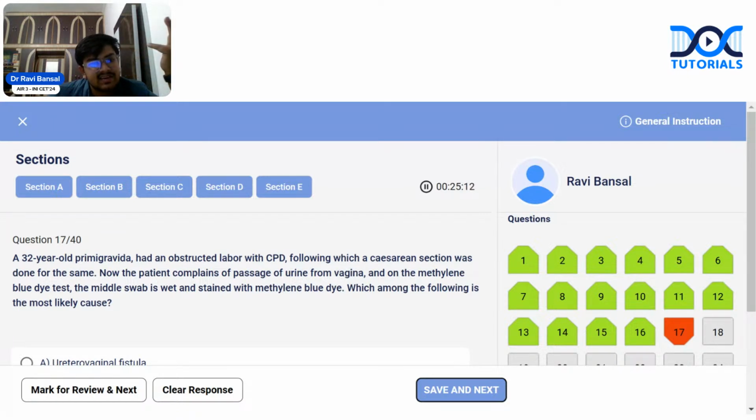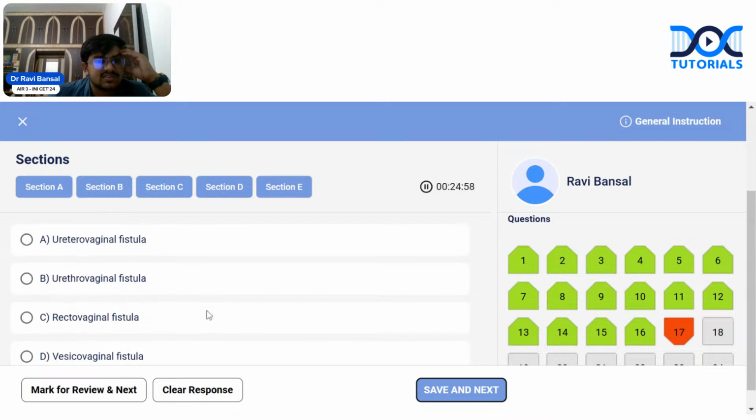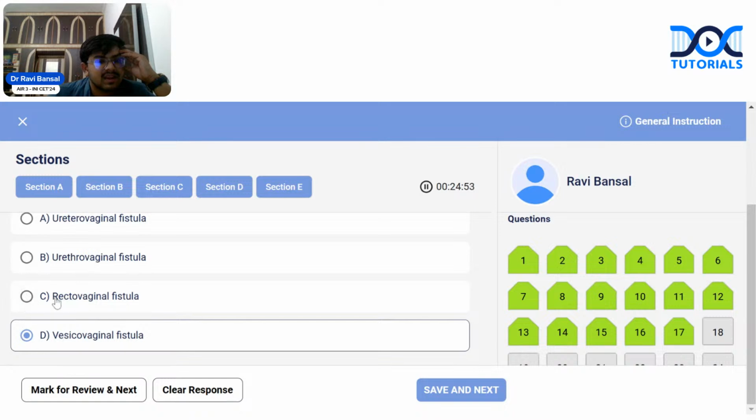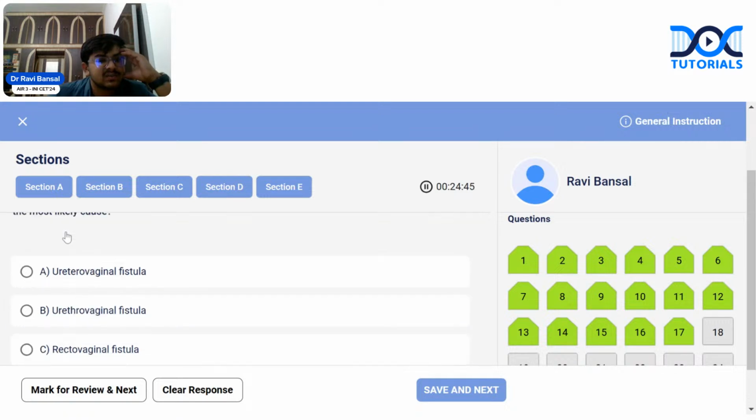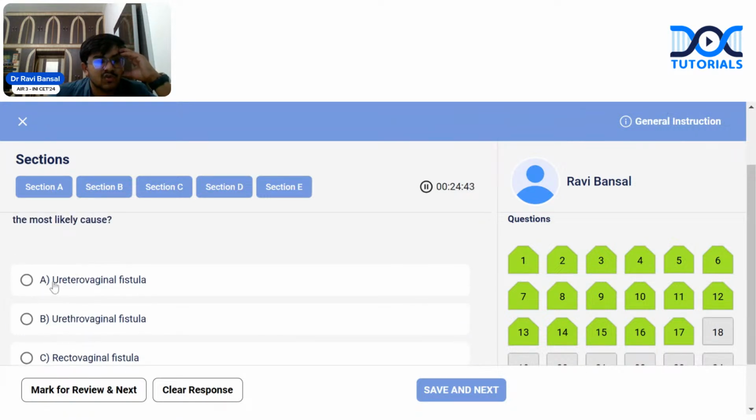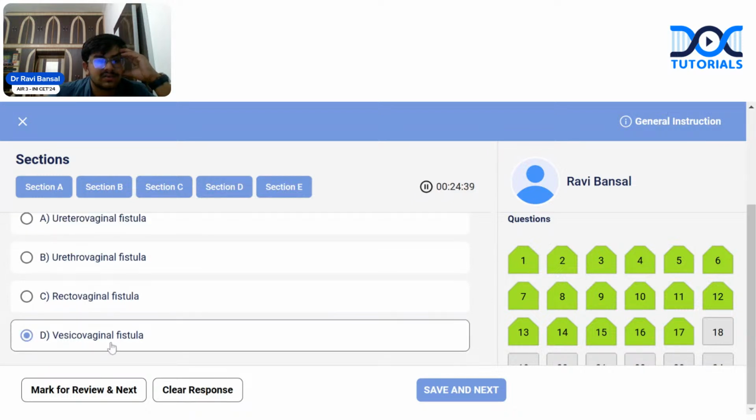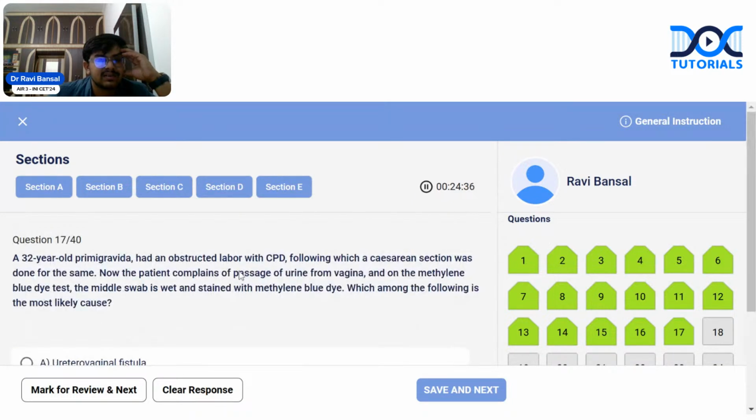So there are three conditions. The fistula can be connected to the ureter, the bladder, or the urethra. If the middle swab is getting wet and stained with blue dye, it is obviously the vesicovaginal fistula, which is a connection between the vagina and urinary bladder. In rectovaginal, you won't see urine coming out of the vagina. In urethrovaginal, you see only the lower swab getting wet. In ureterovaginal, there will be no dying of the swabs. So this is VVF, the typical three-swab methylene blue dye test.